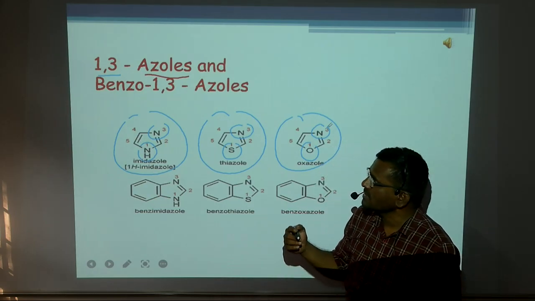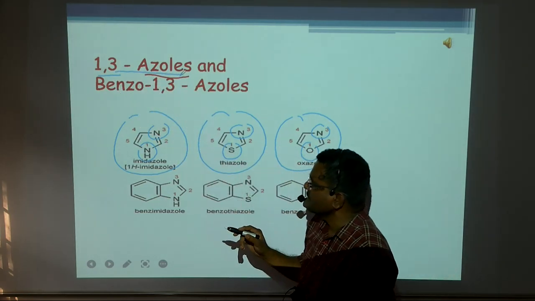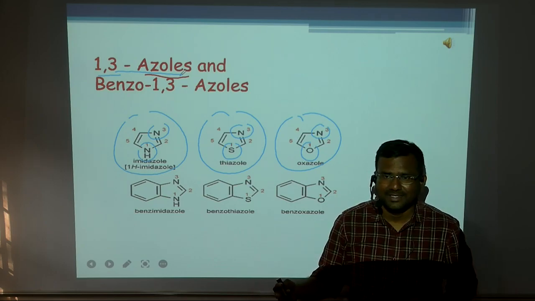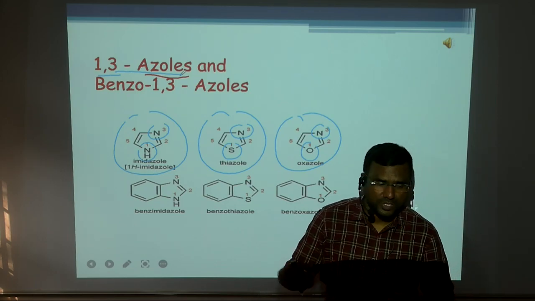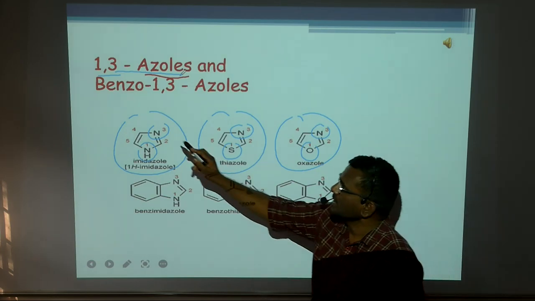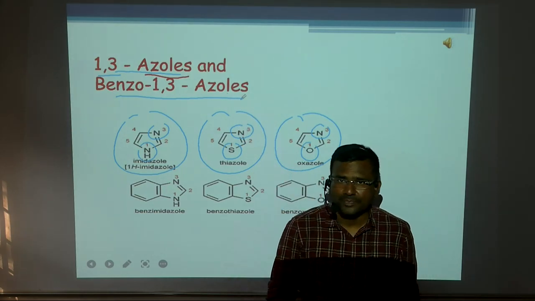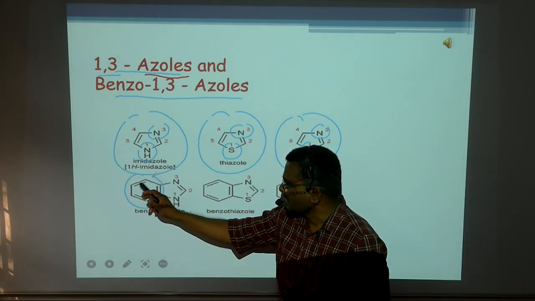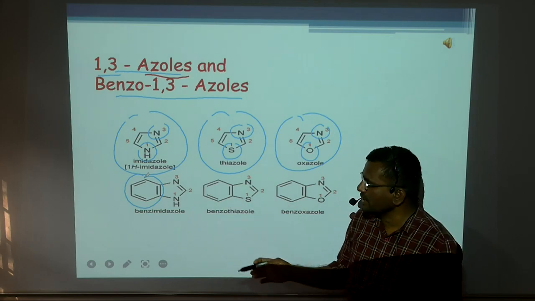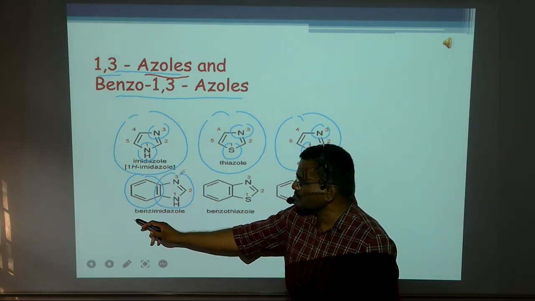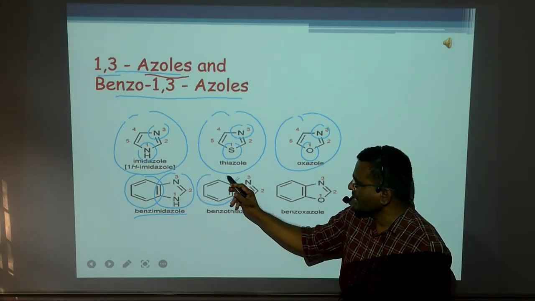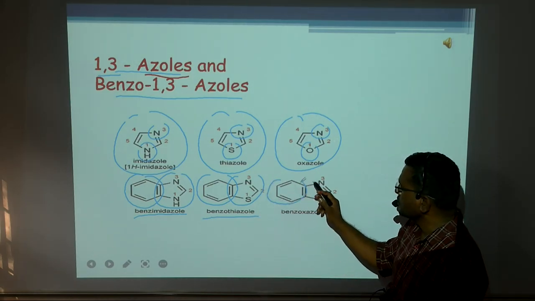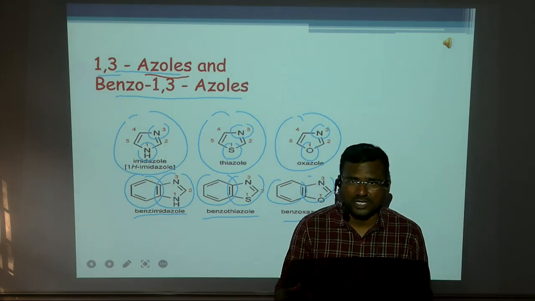Therefore, these compounds are called 1,3-azole compounds. Now, when this 5-membered moiety is attached to a benzene ring, the structure of new heterocyclic compounds is generated, and those compounds are called benzo 1,3-azoles. Benzo stands for benzene. Look at here. This is the benzene, and the benzene ring is fused with a 5-membered heterocyclic ring. Here imidazole, therefore it is called benzimidazole. Again benzene, fused with thiazole, therefore it is called benzothiazole. Now benzene fused with oxazole, therefore it is called benzoxazole.